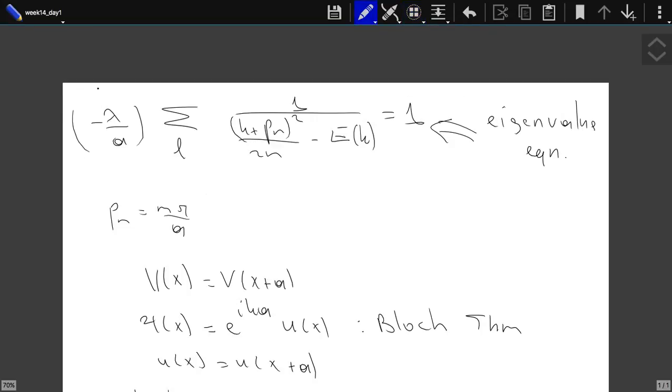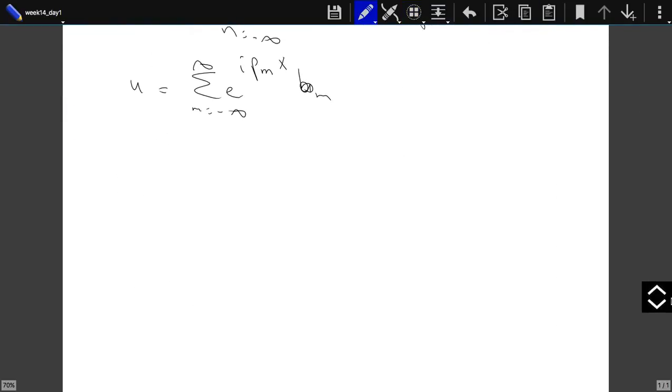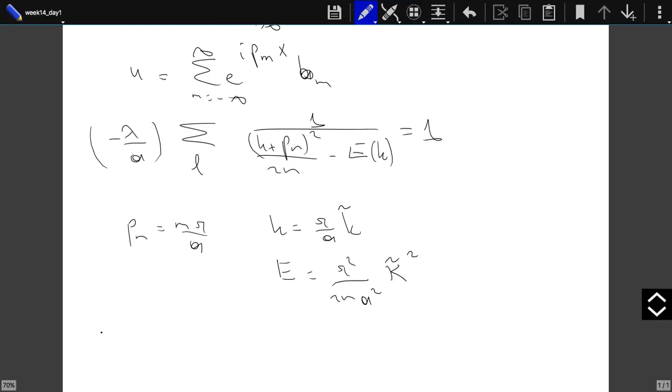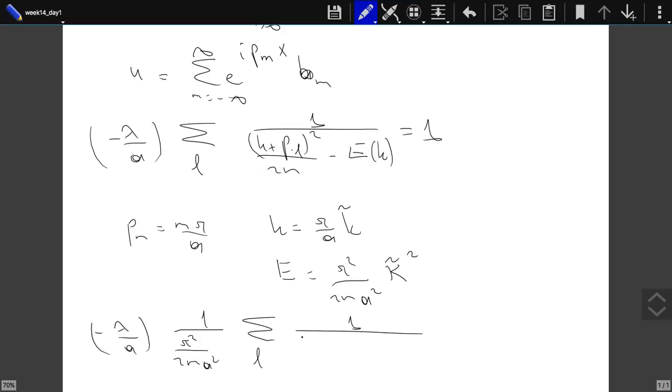Now let's just rewrite it a bit, defining some dimensionless parameters. Let us define k to be pi over a, times some k tilde. Let's define E as pi squared over 2m a squared, times some kappa tilde squared. If we make these definitions, the eigenvalue equation just becomes minus lambda over a, times 1 over pi squared over 2m a squared, sum over all L, sorry, this is not m, this is L, of 1 over (k tilde plus L) squared minus kappa tilde squared. This should be equal to 1.